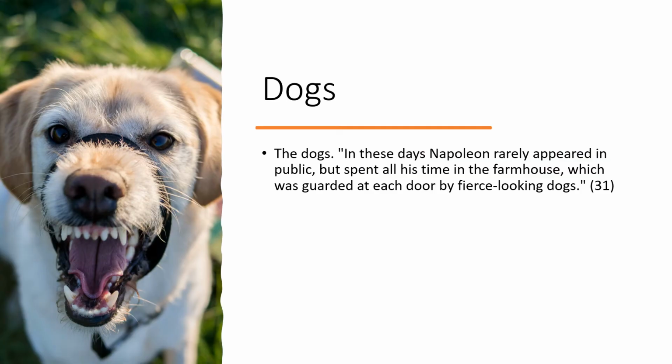The dogs. "In these days, Napoleon rarely appeared in public, but spent all his time in the farmhouse, which was guarded at each door by fierce-looking dogs." I thought I had another quote about the dogs. Maybe I have another page on dogs and I don't remember it. The dogs directly represent a secret police group that Stalin used to deal with his enemies, so to speak. A violent group of thugs, basically.